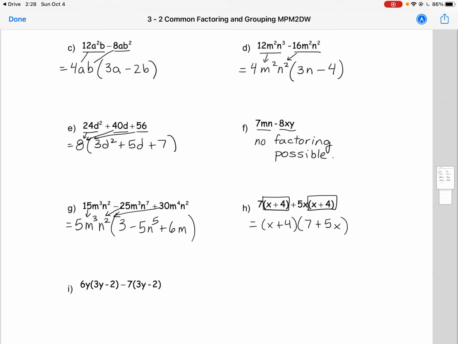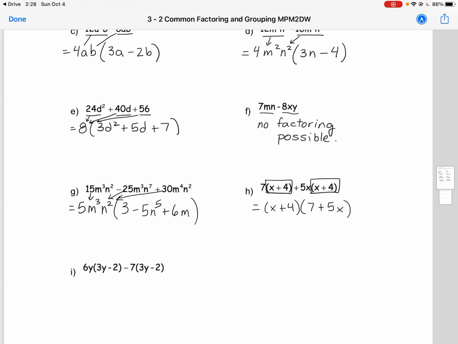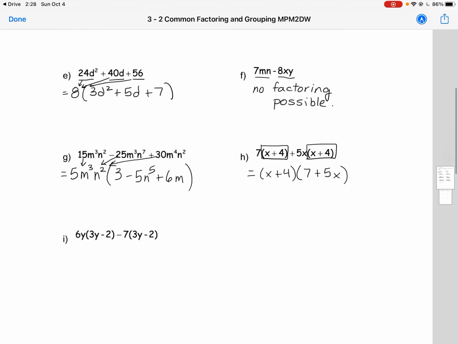You could also expand and then look for common factors, but that would be a little bit more tedious. Example I is another example where I have a binomial that is my greatest common term, and I can pull that out in front as 3y minus 2, leaving me with 6y minus 7 left over.